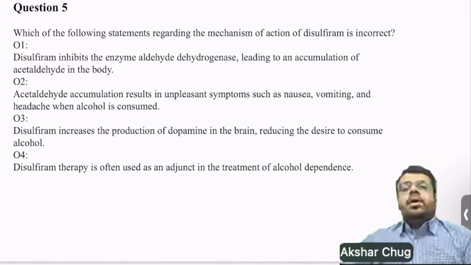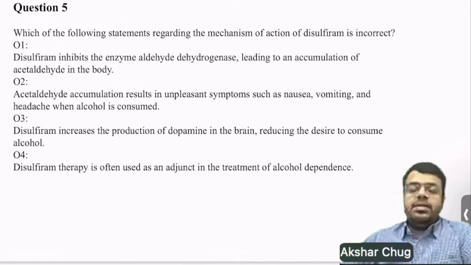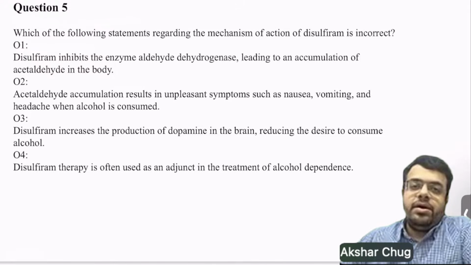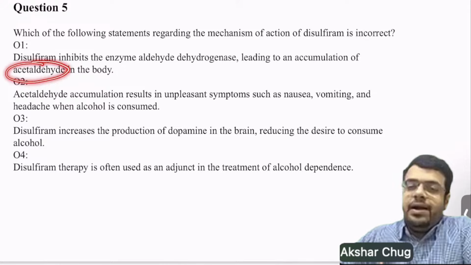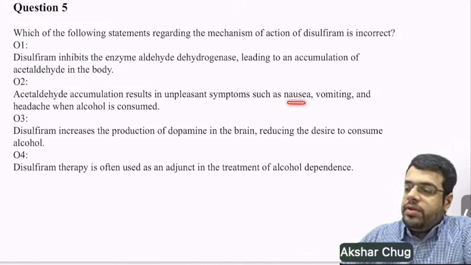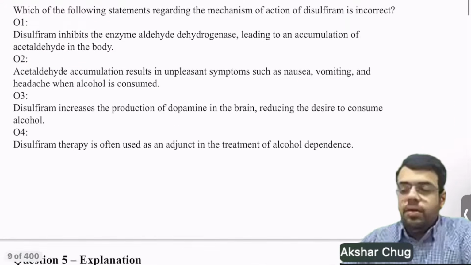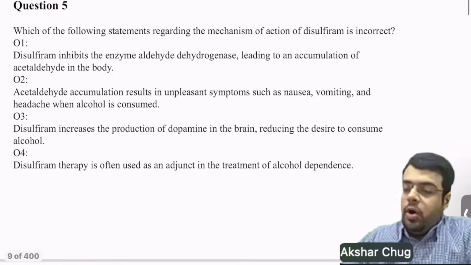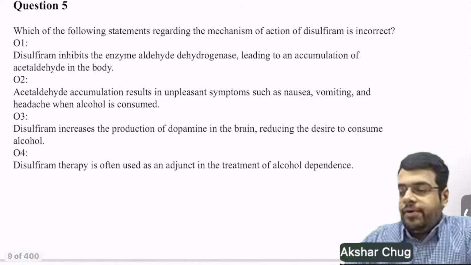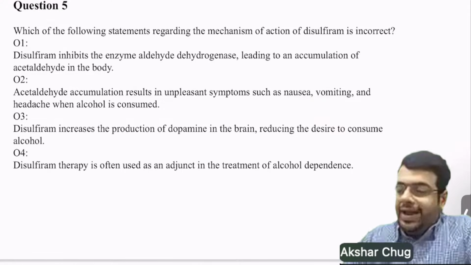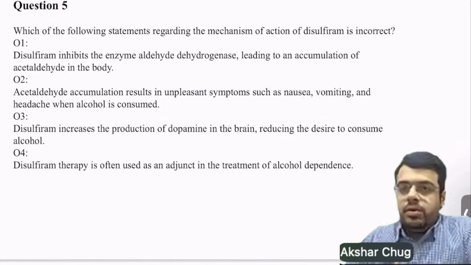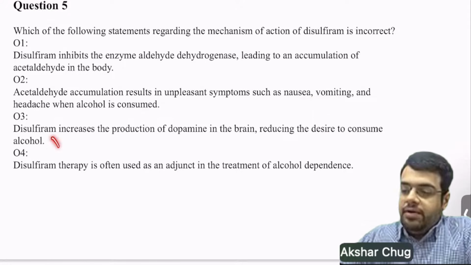Now, disulfiram acts as a deterrent, which means if the person consumes alcohol while on disulfiram, he will develop the accumulation of acetaldehyde in the body, which is responsible for nausea, vomiting, and headache. So option 2 is correct. Option 3 is disulfiram increases the production of dopamine in the brain, reducing the desire to consume alcohol. Now that is a false statement. Disulfiram has nothing to do with dopamine production in the brain. So that is a false statement.